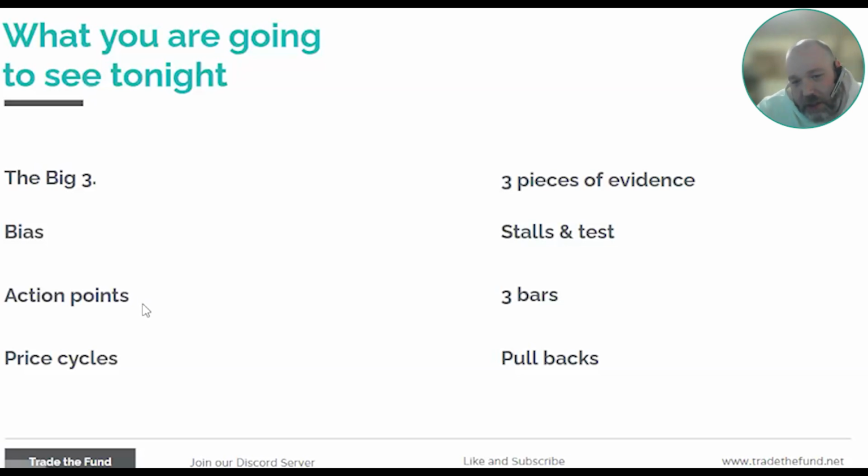action point, going over some price cycles, and three pieces of evidence that would indicate if we need to change our bias, or able to help us withstand maybe the market, this trade going against me. You'll see stalls and tests that I did, 3-bar reversal high setups and pullback. So it should all start to fall in together as we continue.